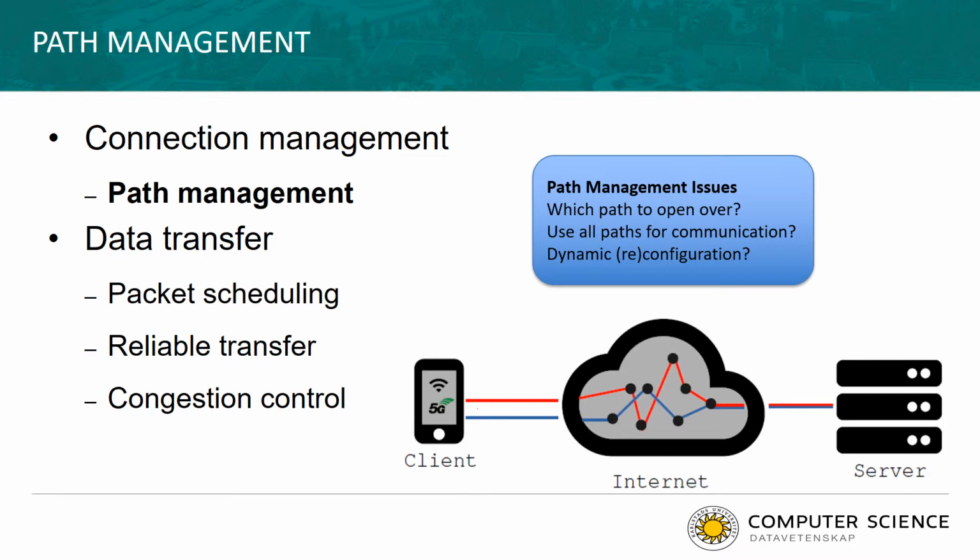It may not always be beneficial to use all the paths. So depending on the requirements of the application and the conditions of the different paths, we may want to use them for simultaneous transmission, or we may want to use one of the paths as a backup path. And we also have to think about the dynamic reconfiguration. How do we allow new paths to be added to the communication, and how do we then move traffic between the available paths?